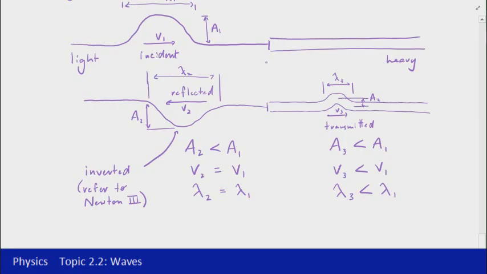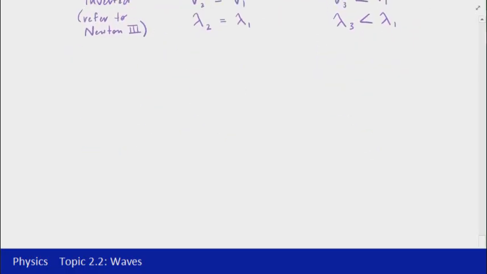So that's a lighter rope to a heavier rope. Let's now reverse that and look at a heavier rope to a lighter rope. And you'll see basically here that most of that is just reversed.